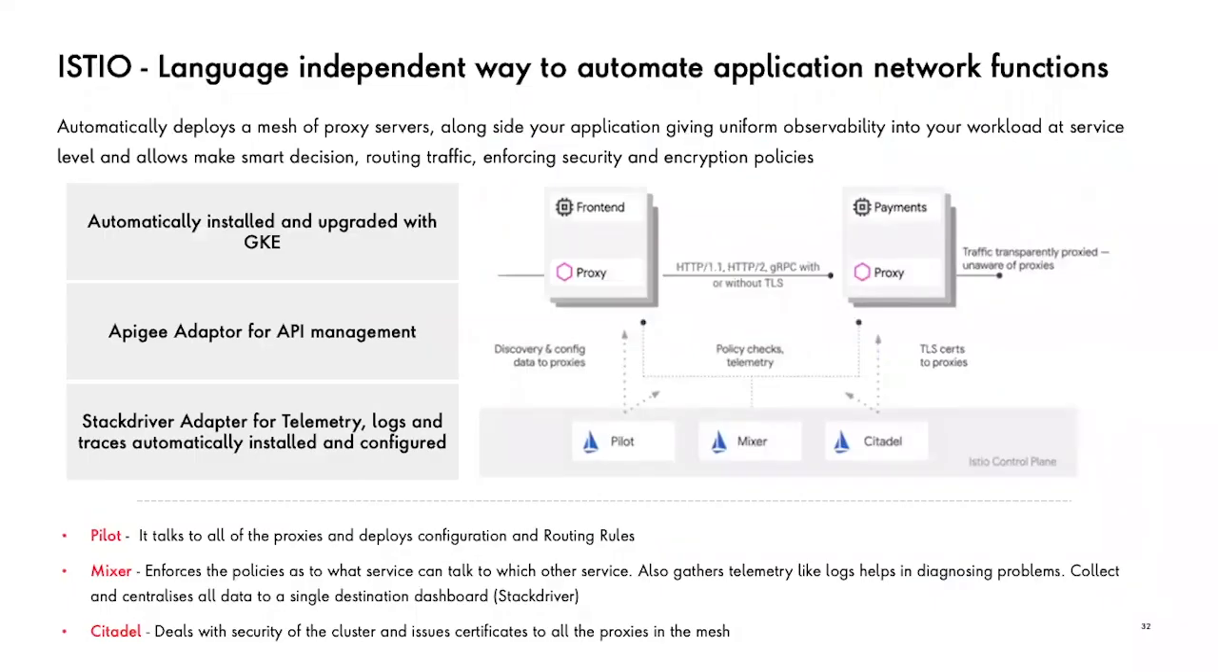Istio is a language-independent way to automate application network functions, right? I'll back this up with an example that I have. Say there are two services running on your infrastructure. One is the front end, and there is a payments process where the customer can come buy something, do the payment, and get it shipped, right? It's a typical e-commerce at a small scale that I've represented here, right?